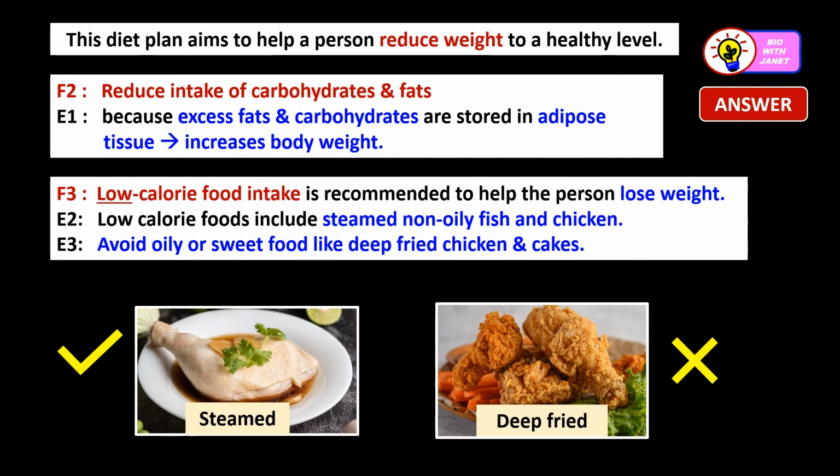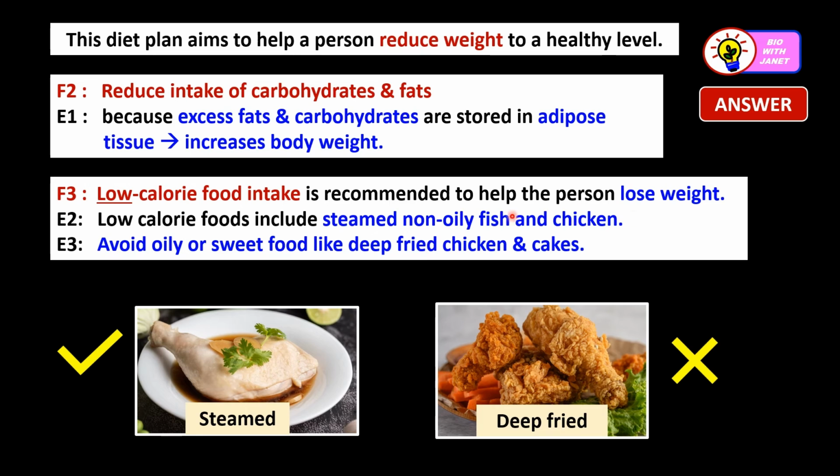So the diet that you are planning aims to help the person reduce weight to a healthy level. So how to do that? First, advise the woman to reduce intake of carbohydrates and fats, as the excess fats and carbohydrates are stored in the adipose tissue and increase the weight of the person. So it's stored as adipose tissue. As the adipose tissue becomes thicker and thicker, then the body weight will become more.